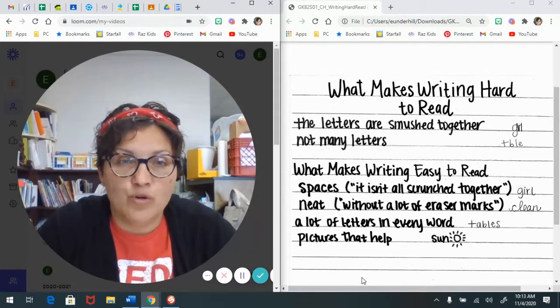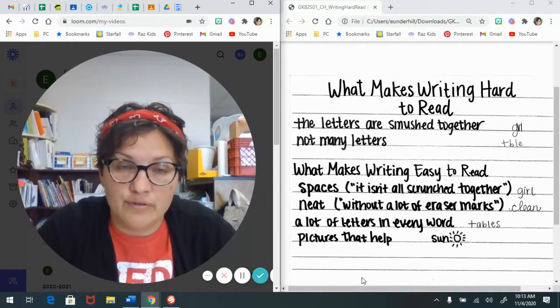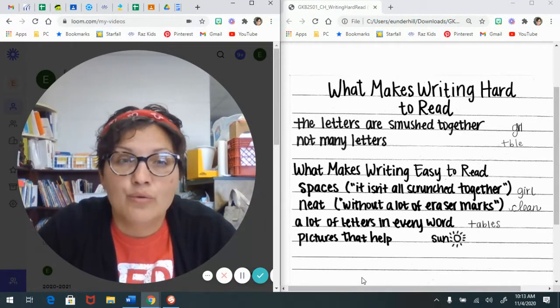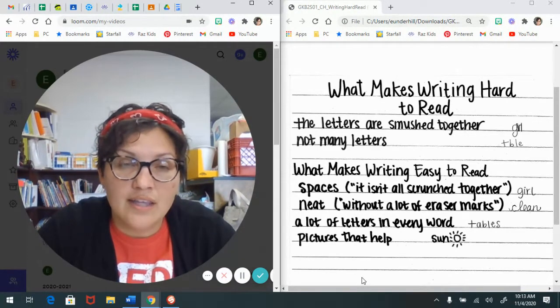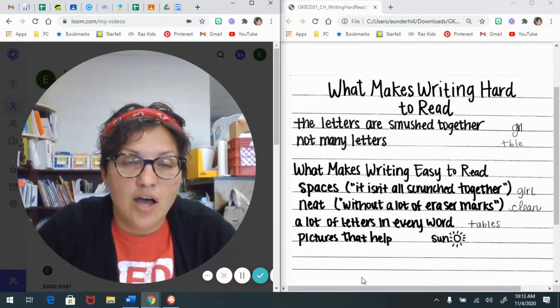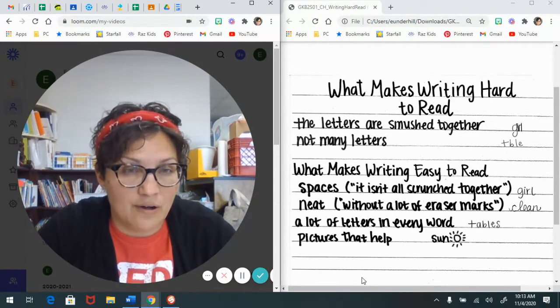And you guys have been working on labeling those pictures and catching all those sounds that you hear. Remember, you can use the ABC chart that has been put on Google Classroom if you are struggling to hear some of those sounds. I know we use that during writing time in the room because sometimes it helps to look at that to see what sound you need and how to make that letter.